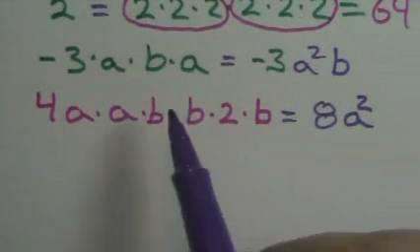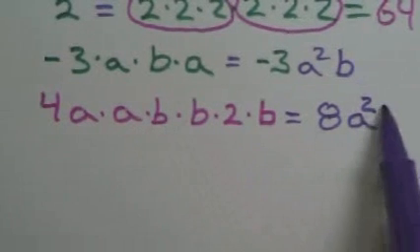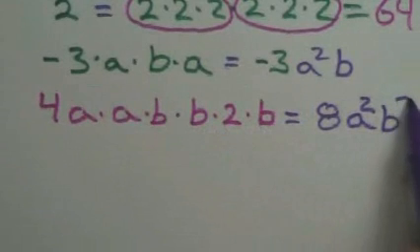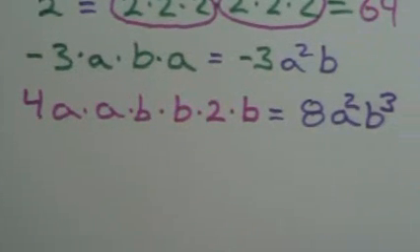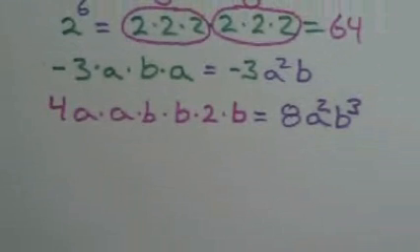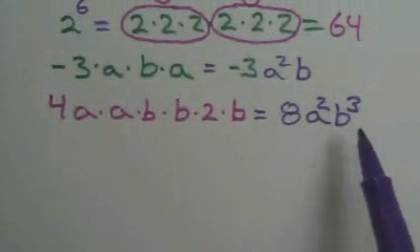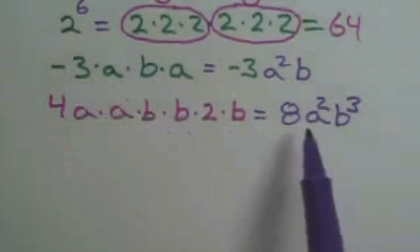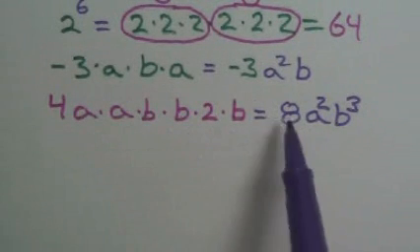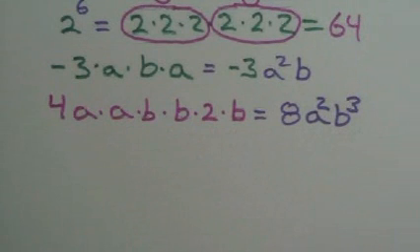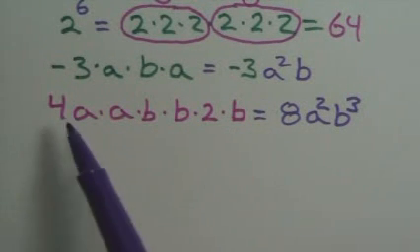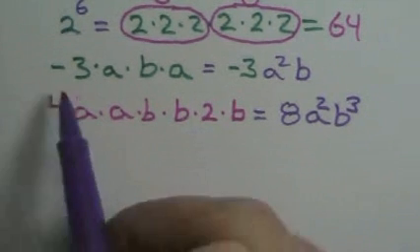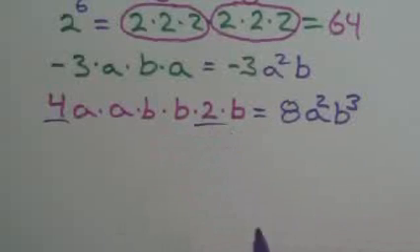Now let's take a look at the B's. I have 1, 2, 3 of them. So this and this are the same thing. It's just that this is more spread out. This is just condensing things, and we're using exponents here. So we have to multiply the numbers together, this one and that one.